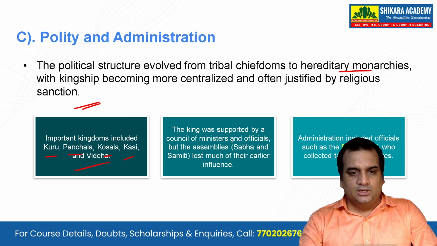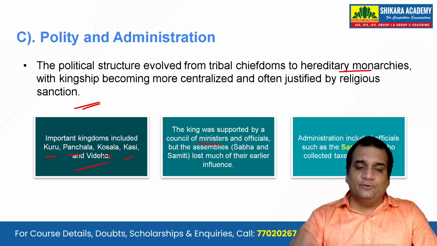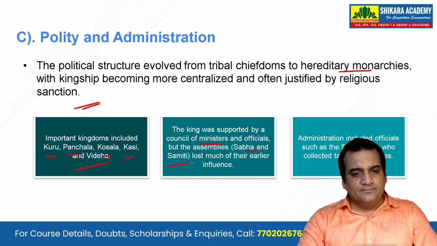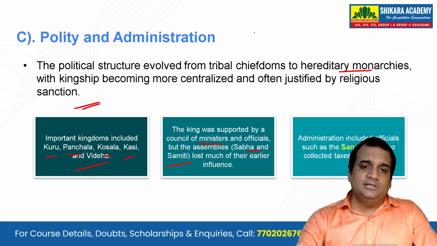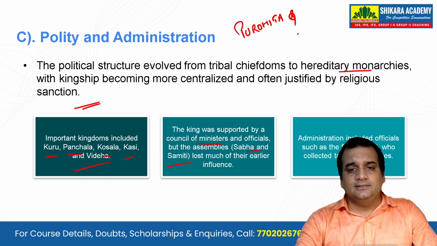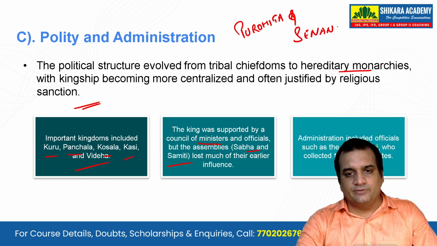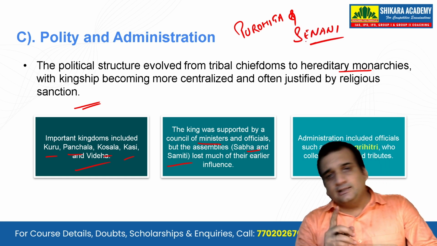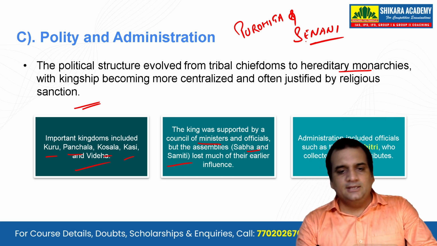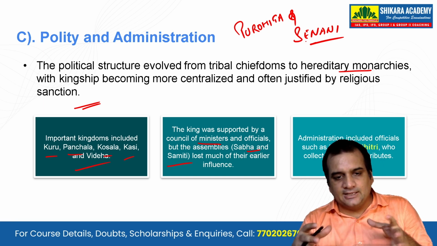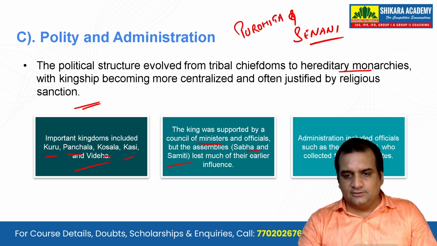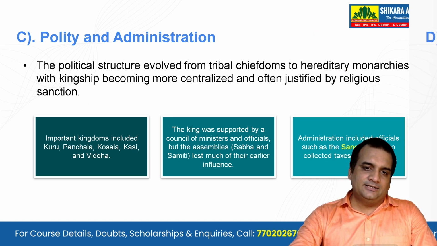The king was supported by a council of ministers. Before, what was there? Who supported the king? Before, if you remember, Sabha and Samiti was there. Along with Sabha and Samiti there was the Purohita and Senani, the commander in chief. And we also know that they did not used to keep the army. Here also, now also you will not see that they are keeping the army, but slowly and gradually they are in that contention. Administration included officials such as the Sangrihitri, who collected taxes and tributes.